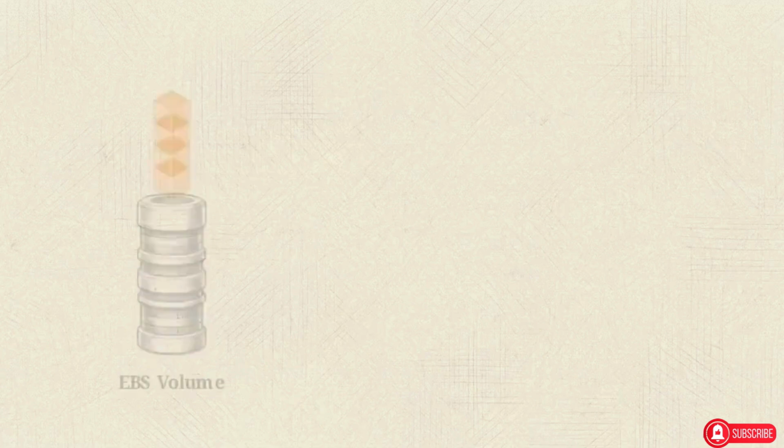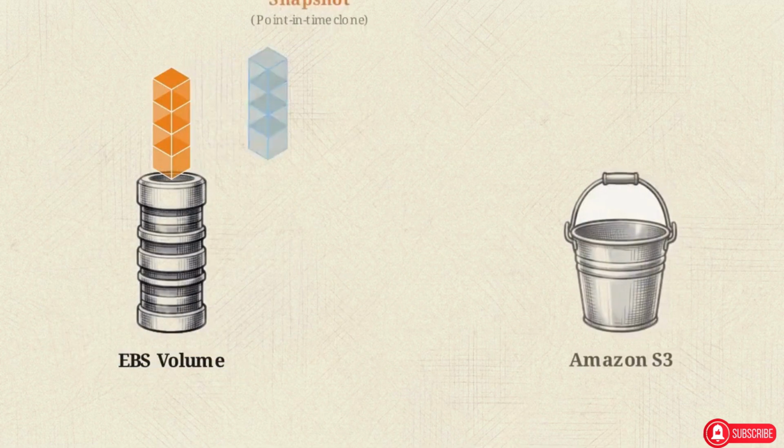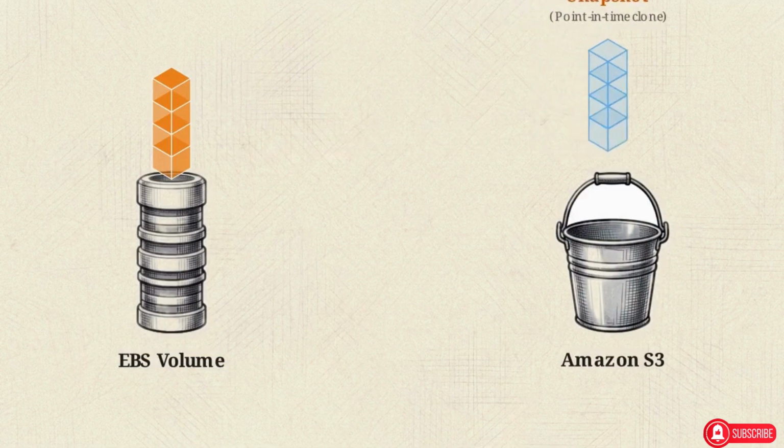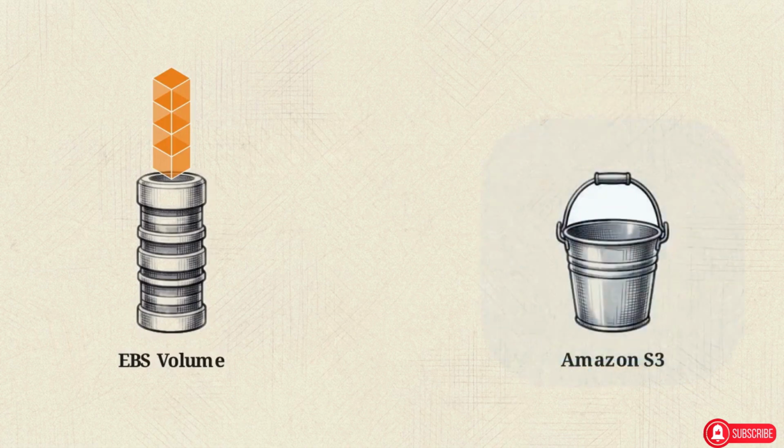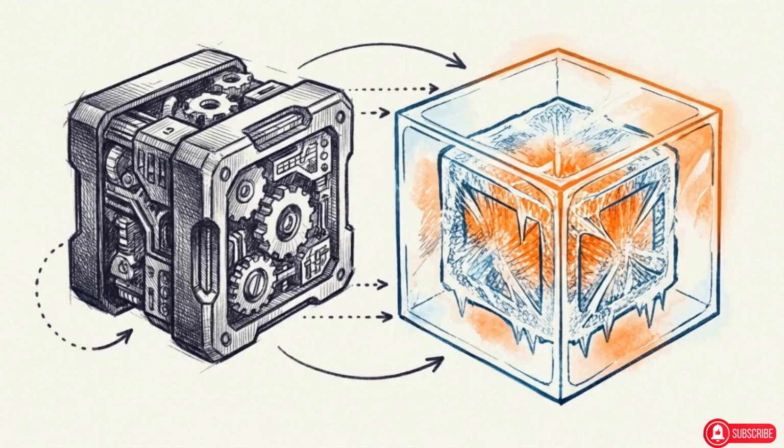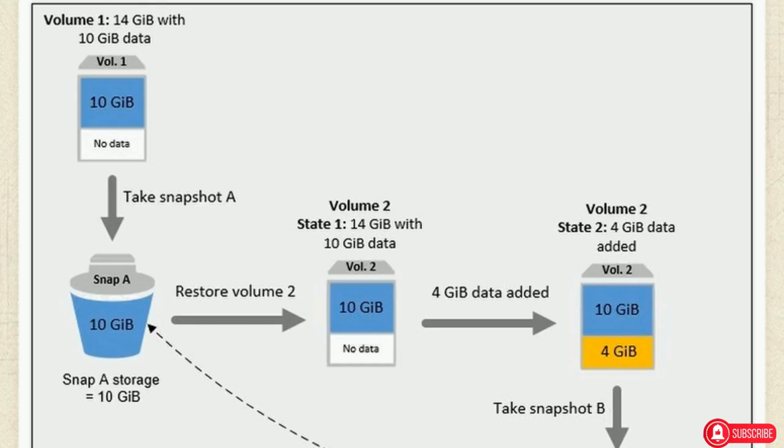While EBS protects against instance failure, we still need disaster recovery for the data itself. For this, AWS offers EBS Snapshots, a tool to clone your volume's contents into Amazon S3. Unlike traditional file-by-file backups, a snapshot is a precise point-in-time image of the underlying storage blocks. Looking at this technical diagram showing snapshot mechanics, you can see that the very first snapshot you take captures the entire state of the volume.